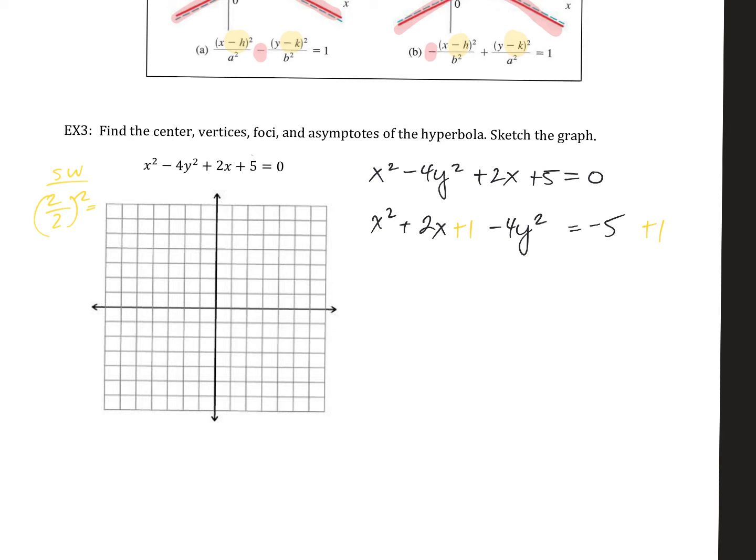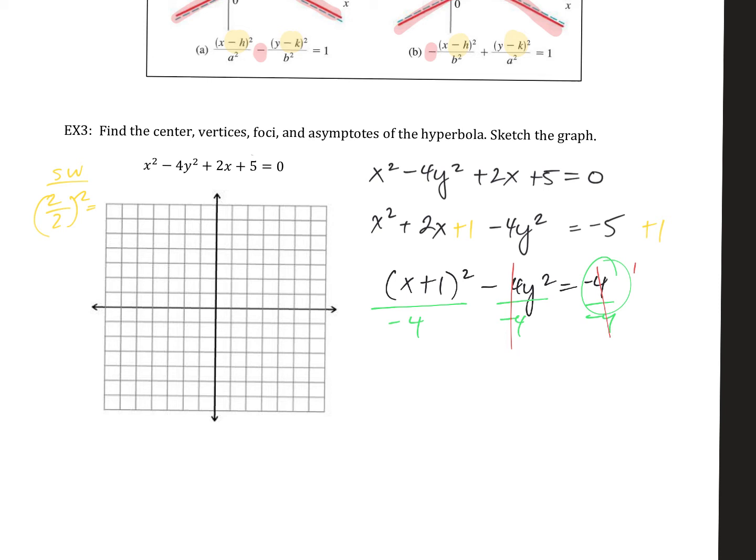And we might ask ourselves, do we need to complete the square for the y? The answer is no. There is no y to the first power, so we don't have to complete the square for the y. After we do that, we end up with x plus 1 squared minus 4y squared equals negative 4. Okay, so we need two other things done. We need a 1 on this side, and we need to get rid of that 4 by the y squared. So let's divide everything by negative 4. That'll take care of two problems at once.